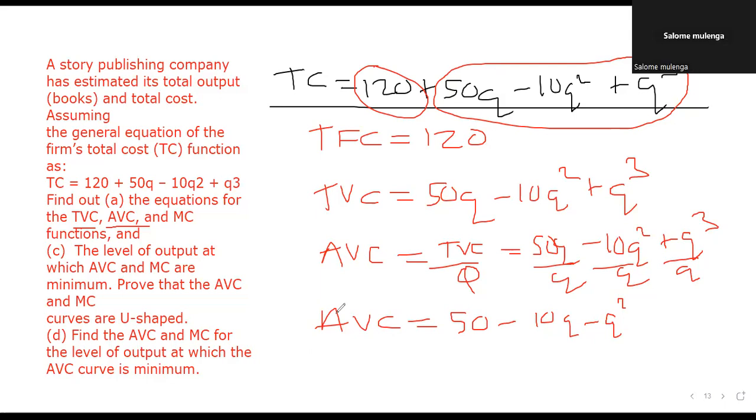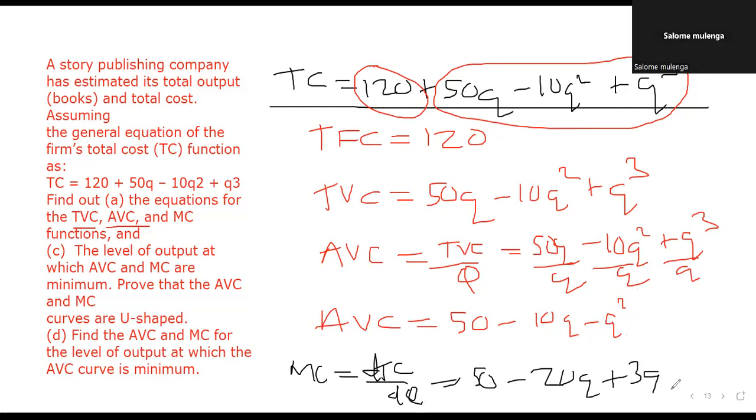We differentiate the TC over the Q. The 120 falls out. So 50Q becomes what? 50. Then 10Q squared becomes what? 20Q. Then Q3 becomes what? 3Q squared, isn't it? Yes. Right. Are we all together so far?